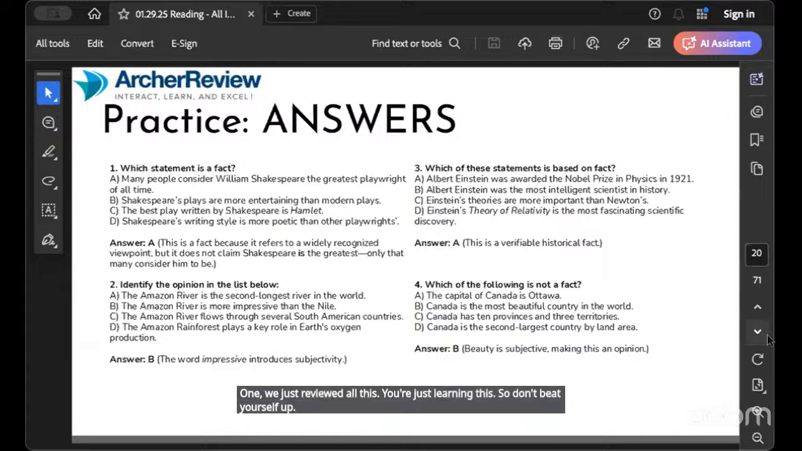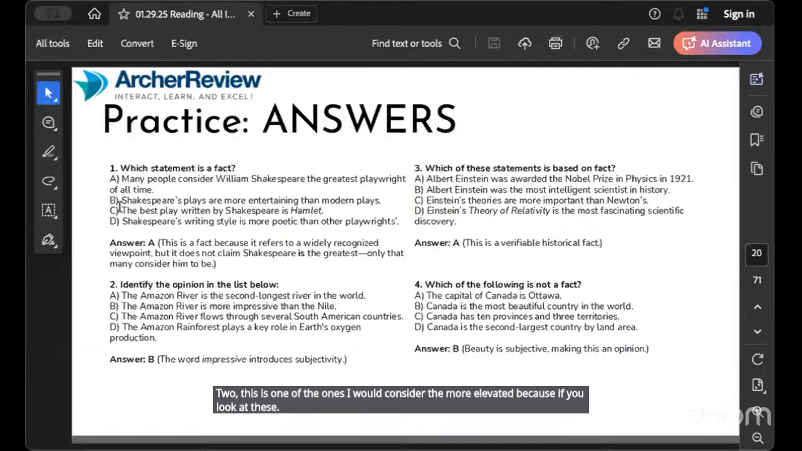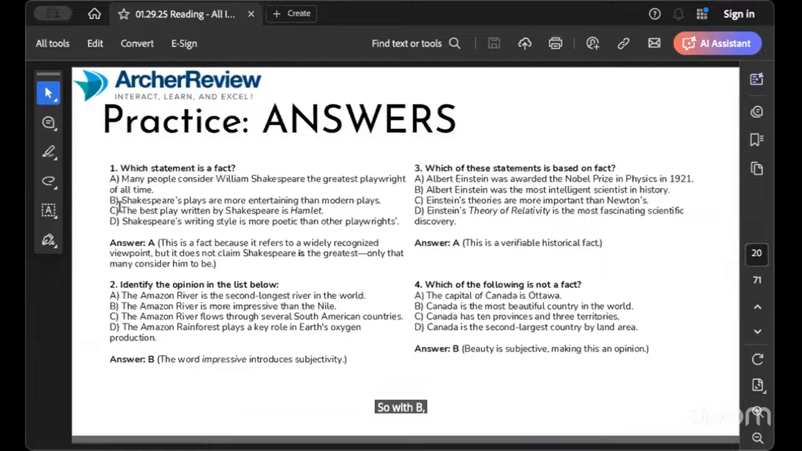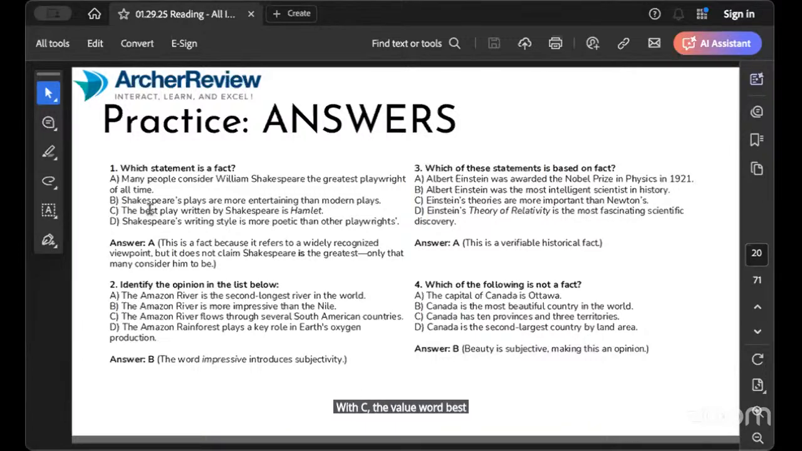This is one of the more elevated ones, because this is where you have to do a little bit of process of elimination to work backwards, as there is no glaringly obvious answer. So with B, Shakespeare's plays are more entertaining than modern plays. Says who? Somebody might really enjoy modern plays way more than Shakespeare. So more entertaining, more is that value word, so that can vary from person to person. With C, the value word is best. The best play written by Shakespeare is Hamlet.